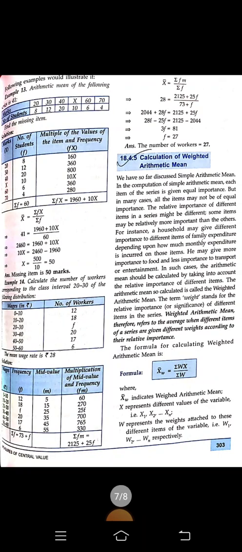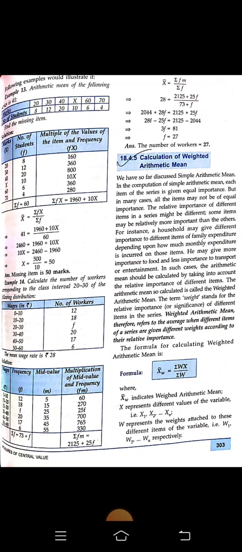Okay, next we are having how to calculate, just a minute, yes, how to calculate, no, not this part. We are not going to study all the pages as per the bifurcated syllabus.